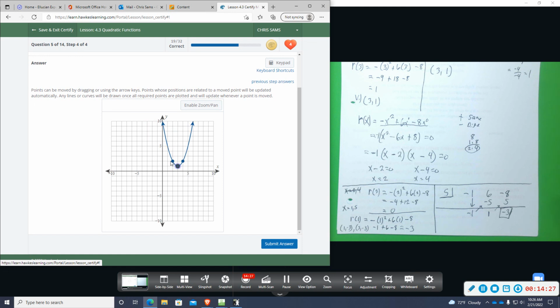And then we're going to plot the intercepts. Let's go 2, 0. So that'll just drop straight down. A little bit too low. 2, 0. And that'll give us 4, 0. That looks good. And we can submit.